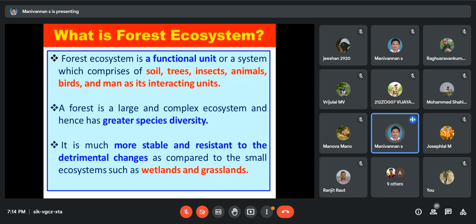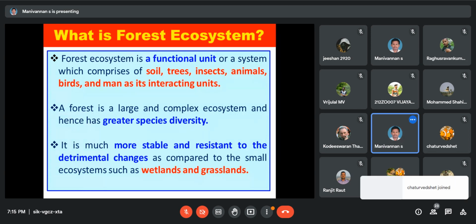Before going to the topic, what is the forest ecosystem? The forest ecosystem is a functional unit, a system which contains soil, trees, insects, animals, birds, and man and its interacting units. It was already discussed a lot in the first class. What is a forest? A forest is a large and complex ecosystem and hence has a greater species diversity.